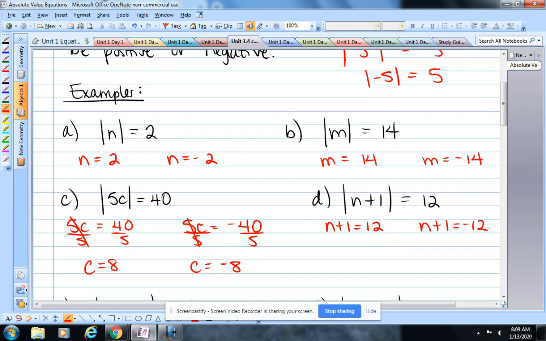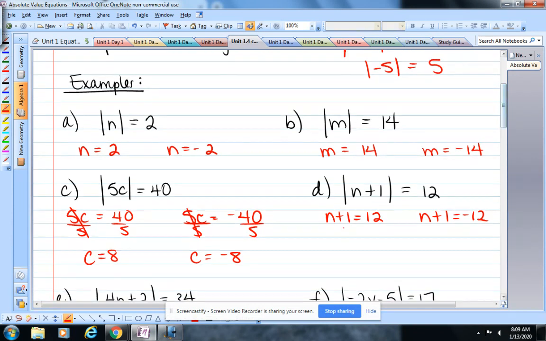The first equation is just like the original without bars. The second one, you just change that last number to a negative number. That's it. Solve them both. How do we solve n plus 1 equals 12? Subtract 1, and n equals 11. And over here, you're going to subtract 1 also, and n equals what? And how many solutions do you have? 2. You're always going to have 2 answers to absolute value.